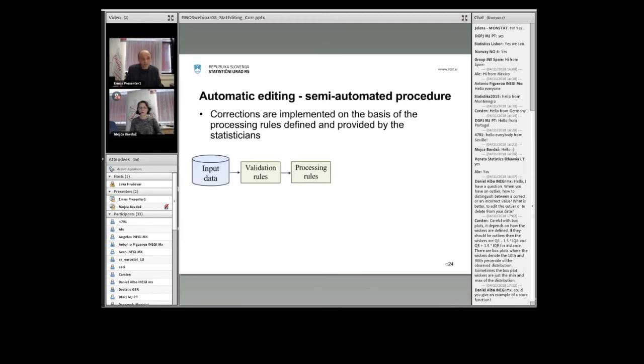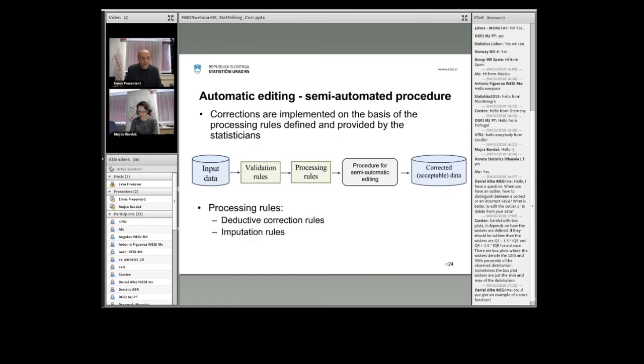The other implementation of automatic editing, which we call the semi-automatic procedure, still has one step in between that is in fact the human factor. You take your raw data and your validation rules, see what the errors are, and then write your processing rules for how this should be corrected. Then you have a program that makes these corrections, and again you have acceptable data at the end. But the main difference is that this step has processing rules that are done with human intervention.